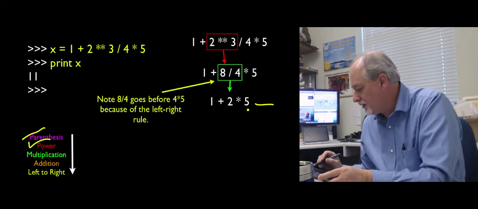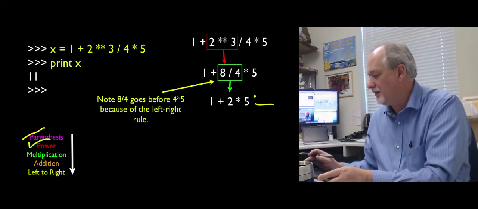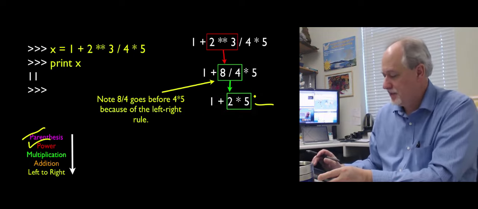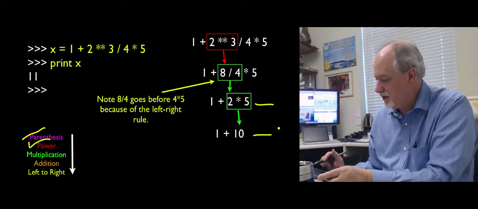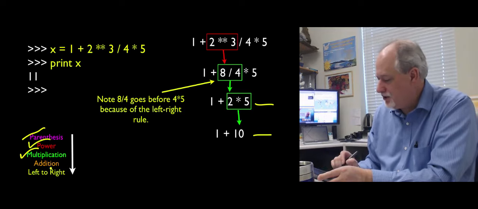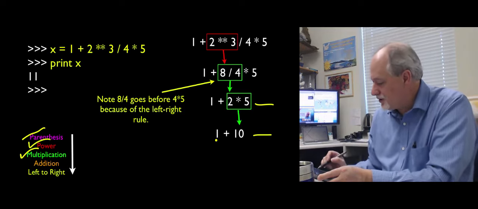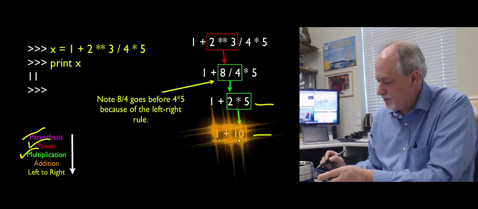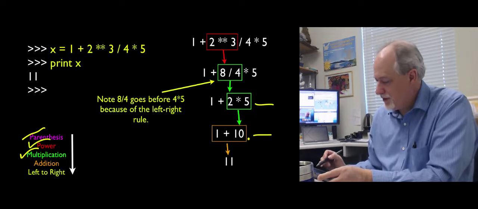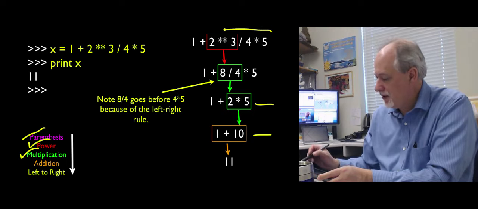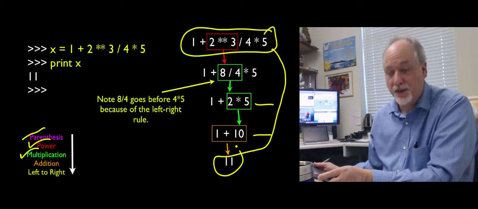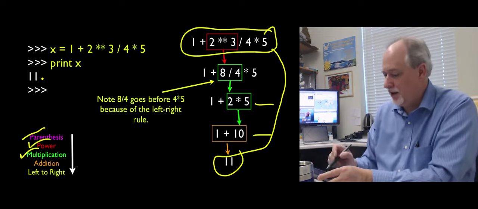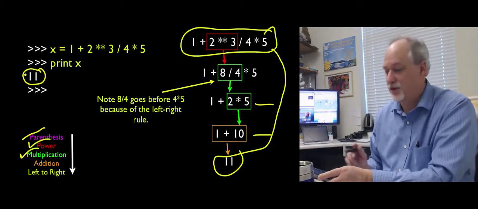And so next, looking at this, there's a multiplication. We're not done with multiplication yet. So the 2 over 5 is the next thing. And then we do that calculation, and that becomes 10. And again, we rewrite it. And now we've done the multiplication. And we're going to do addition next, and that's just 1 over 10. And that becomes 11. And so basically, this big long thing, through a series of successive steps, becomes 11. And indeed, when we print it out, that's what we get.